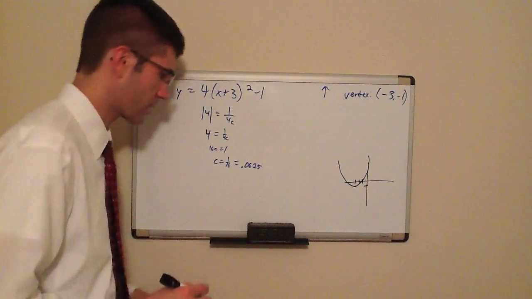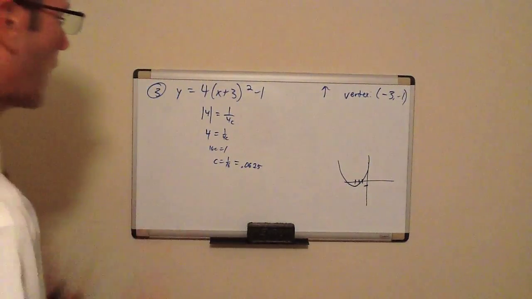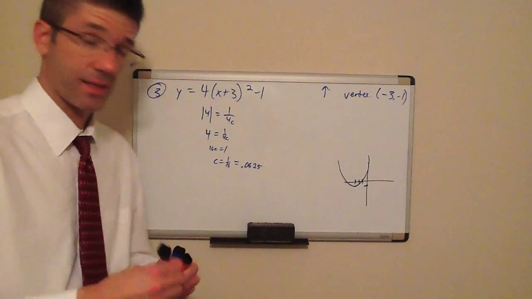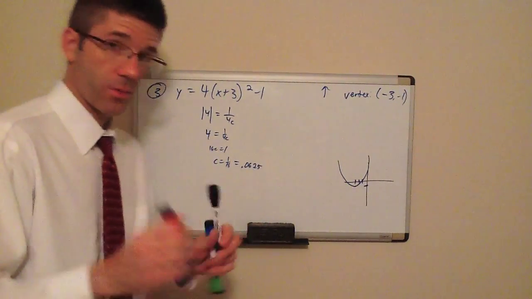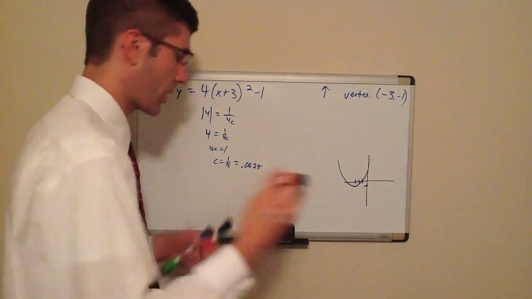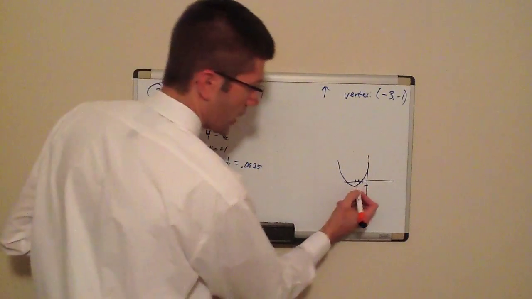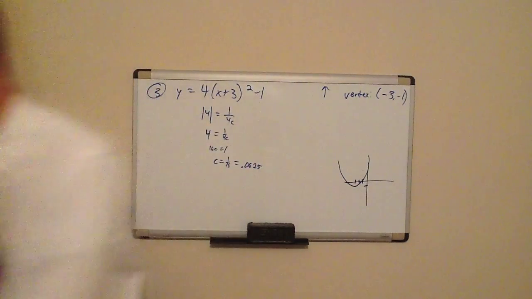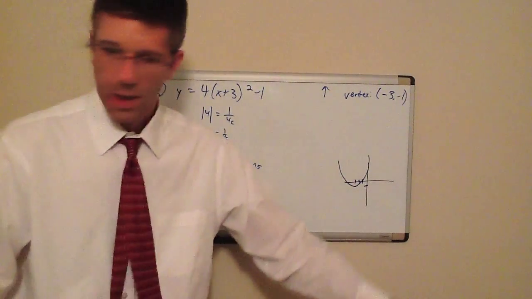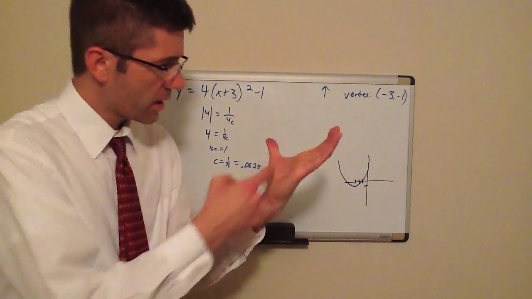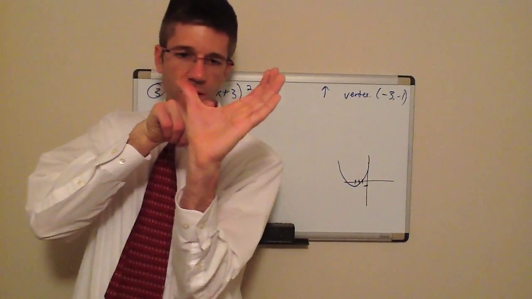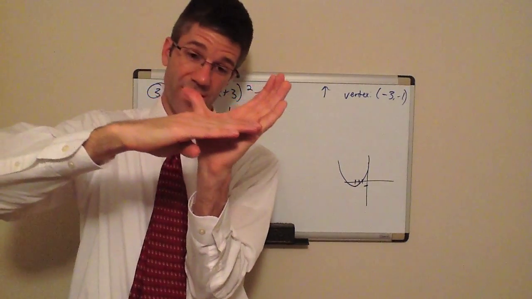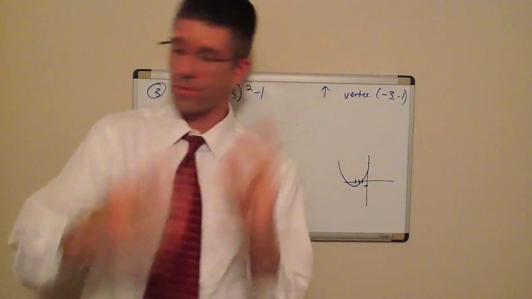It is. It definitely is. Okay, so that is our focal length. What in the world does that tell me? Here's what that tells me, and this is where you've got to be really detailed with your drawing. That tells me that the focus is 1/16 of a unit up from the vertex, and the directrix is 1/16 of a unit down from the vertex.